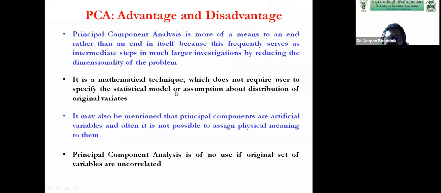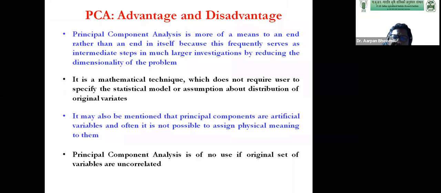It is a mathematical technique which does not require the user to specify a statistical model or assumption about the distribution of the original variables. In regression or testing of hypothesis, we generally assume that the population is normal, and in most statistical theory we assume the same. So the distribution of the variable is known. But principal component analysis is flexible in that you don't require any assumption about the distribution of the original variables. They may be continuous, they may be not normal, anything you can take. That doesn't bother us.